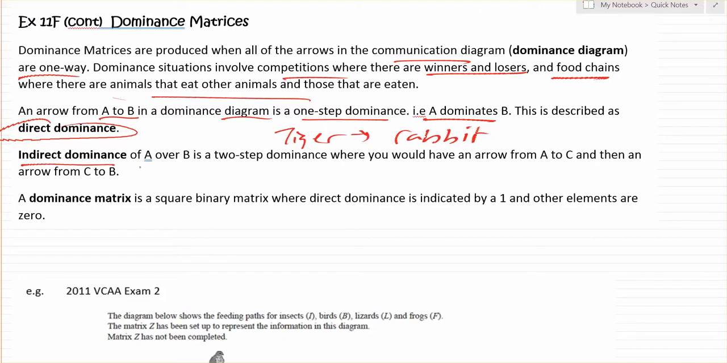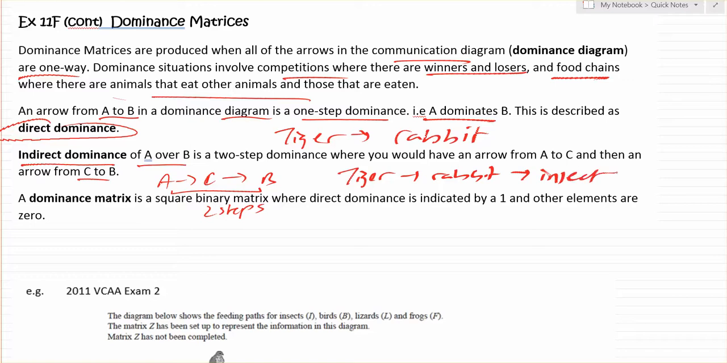Indirect dominance means that one is dominant over another, and that other is dominant over a third thing. So A is dominant over C, and C is dominant over B. So indirectly, A is dominant over B in two steps. So a tiger might eat a rabbit, which might eat, I don't know, an insect. That means the tiger is dominant over the insects in two steps.